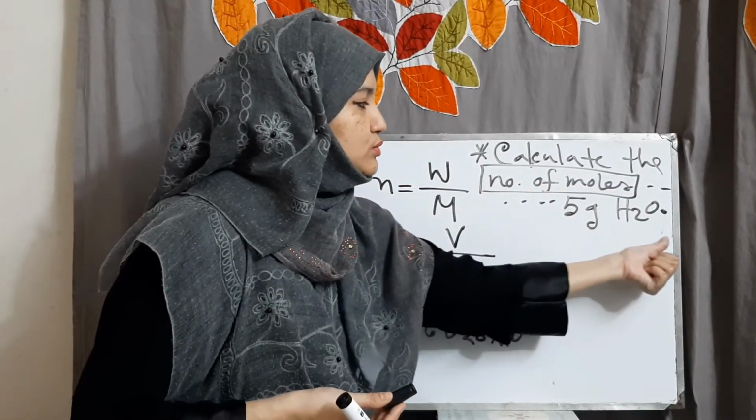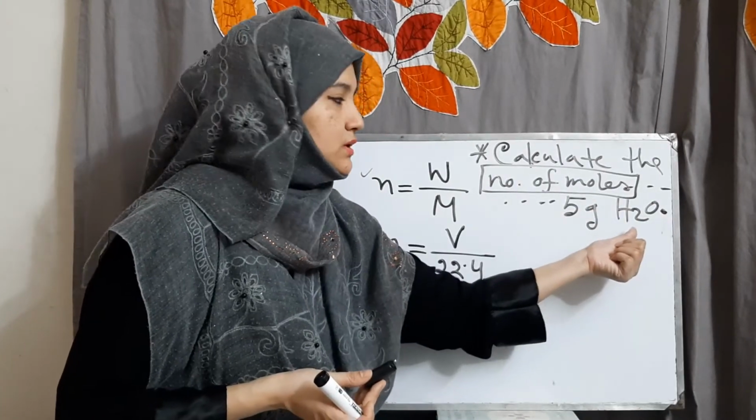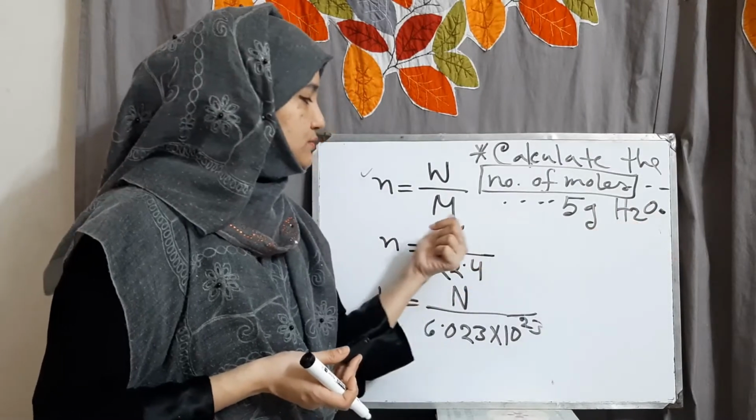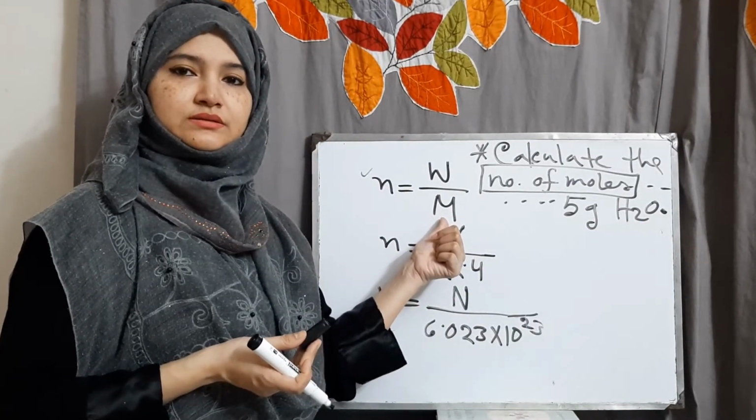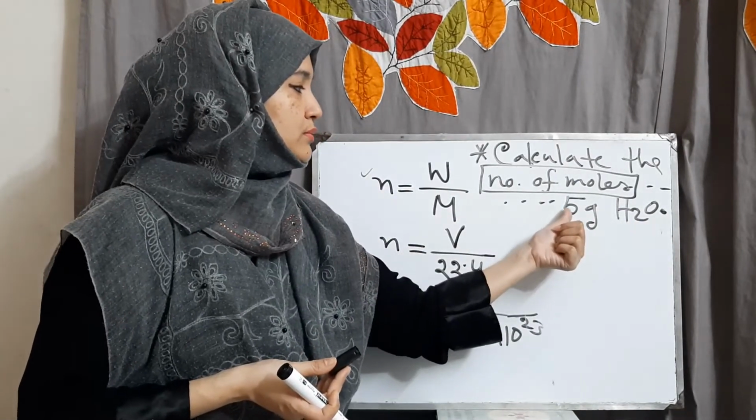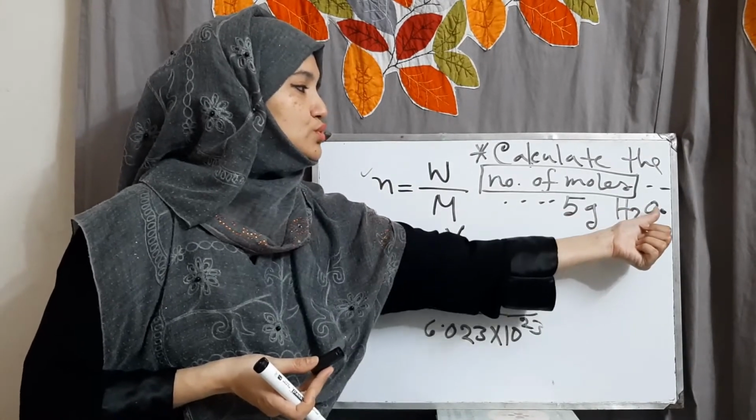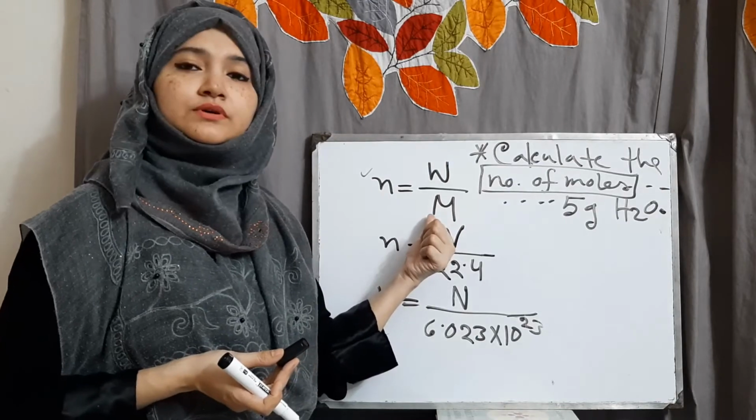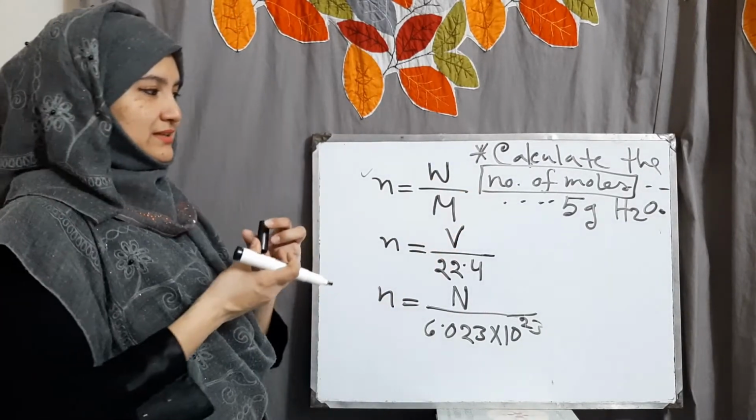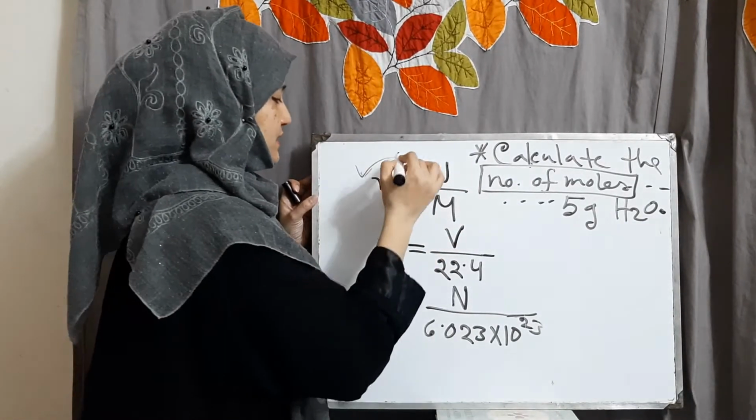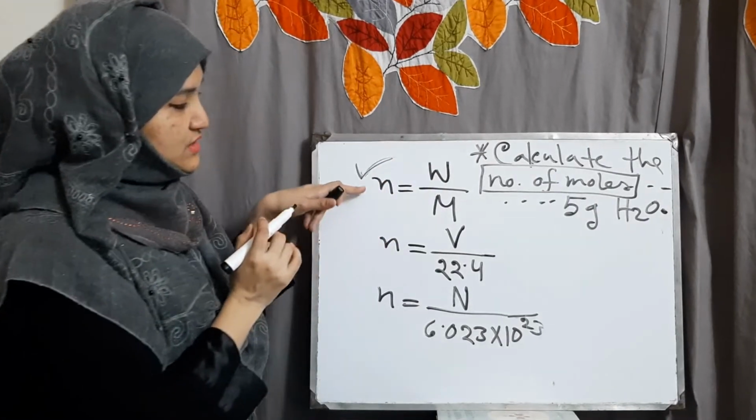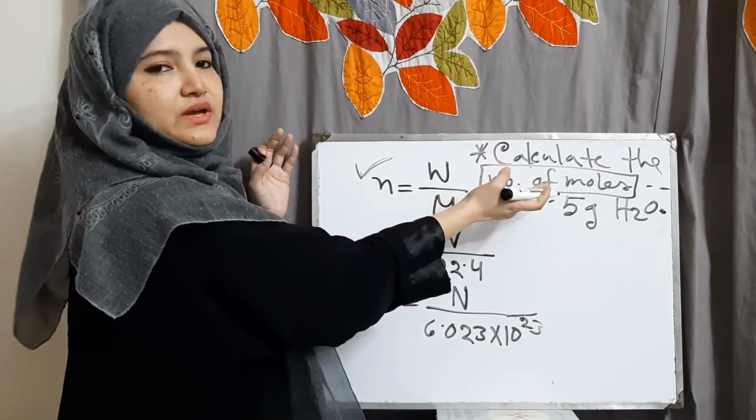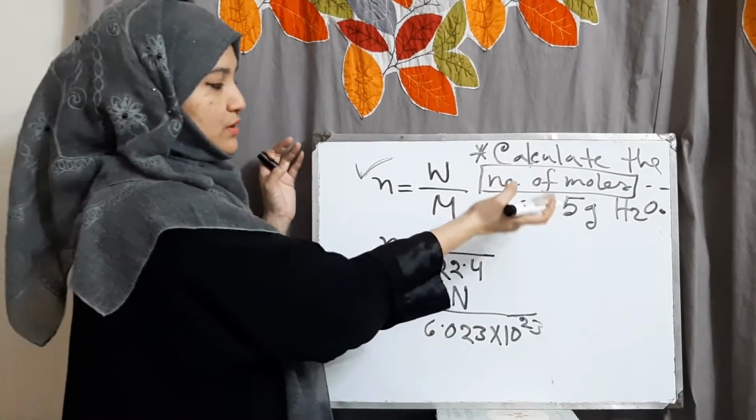And the molecular formula of water is given. From the molecular formula H2O, we can easily calculate the molecular mass of water. And then, choosing this first formula, we can solve this problem very easily.